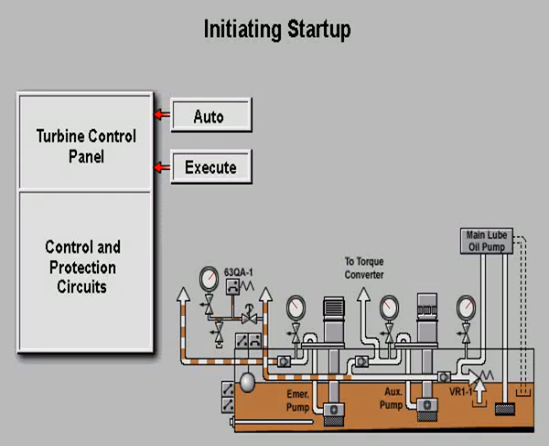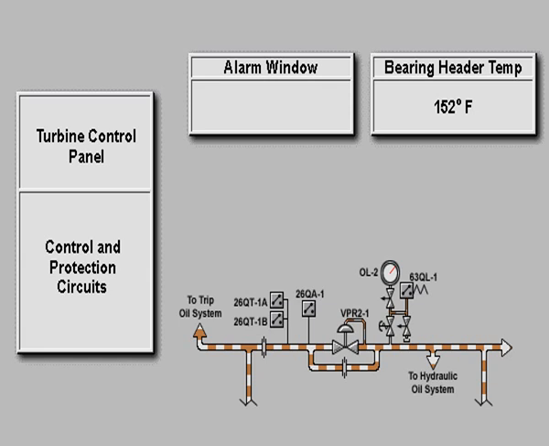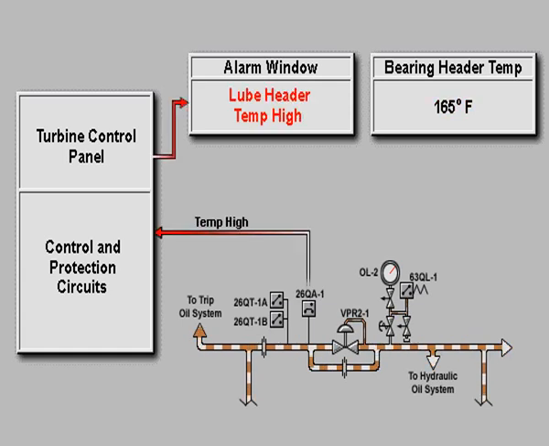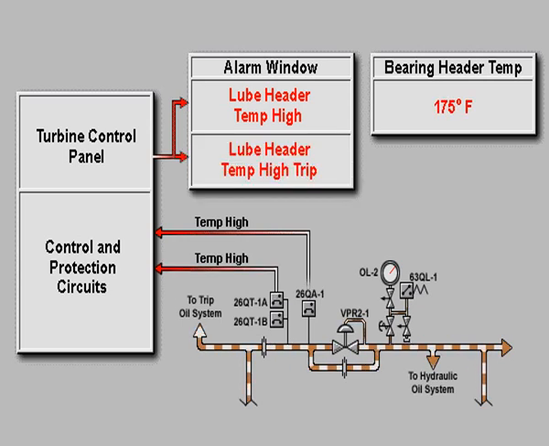If all protection system checks are satisfactory, the auxiliary lube oil pump will start and the turbine will begin its crank cycle. The unit will shut down automatically if lube oil temperature exceeds a specified limit. Temperature switch 26QA-1 will activate an alarm if the temperature of the lube oil in the bearing header exceeds 165 degrees Fahrenheit. Should the oil temperature increase to 175 degrees Fahrenheit, temperature trip switches 26QT-1A and 1B will trip the unit.